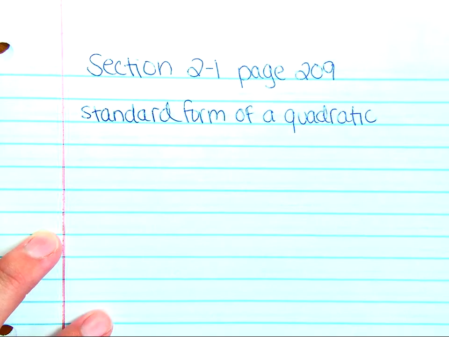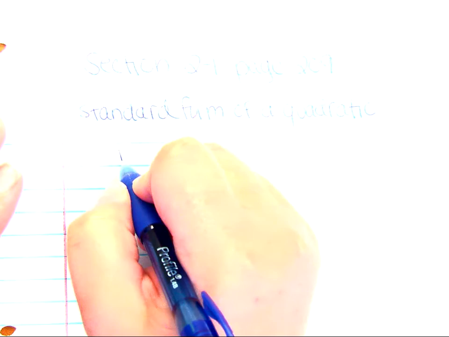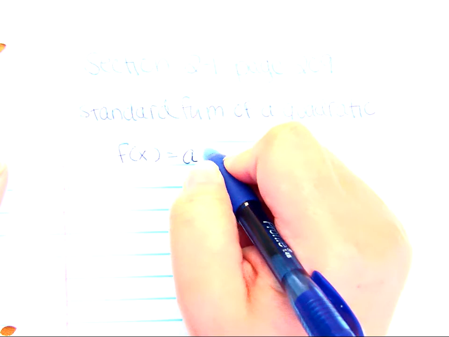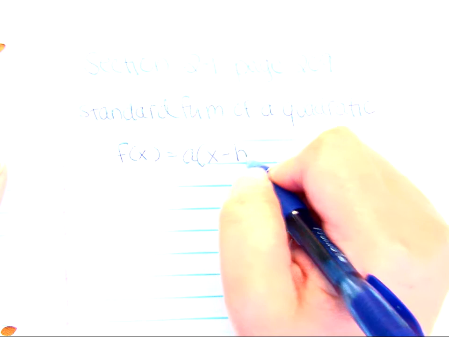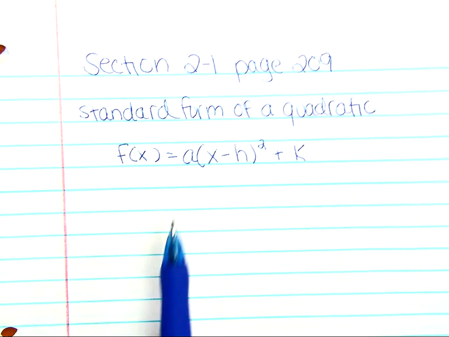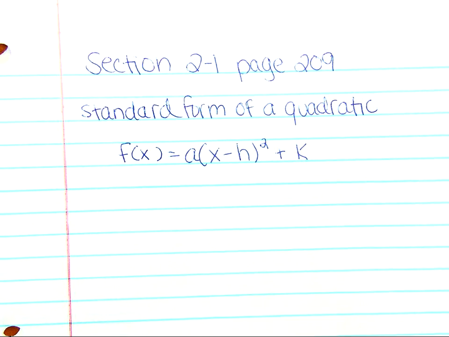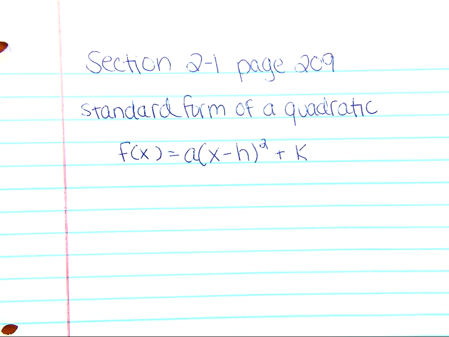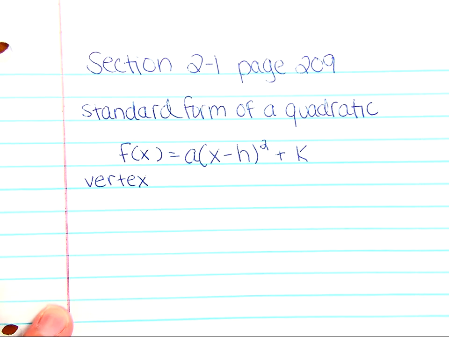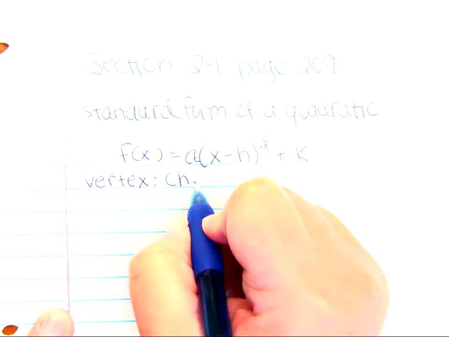Standard form of a quadratic. The standard form of a quadratic would be f of x equals a times x minus h squared plus k. And each of these variables, a, h, and k, gives me some description about my graph. For example, from that I can tell that the vertex is at the point (h, k).